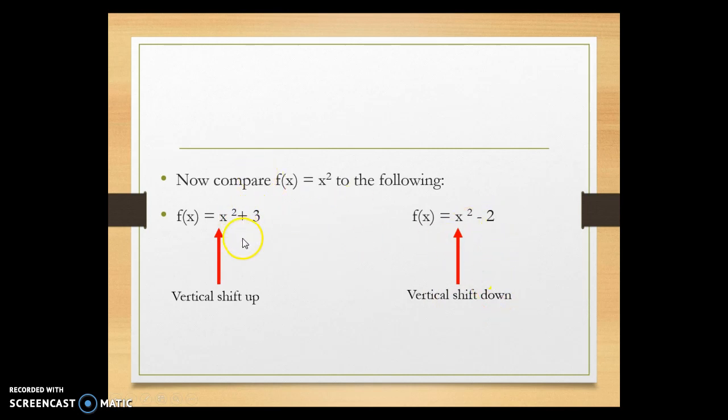If it were me, I would write this down and circle the plus 3 and say this is a vertical shift up. And the same thing here, circle the minus 2 and write that this is a vertical shift down.